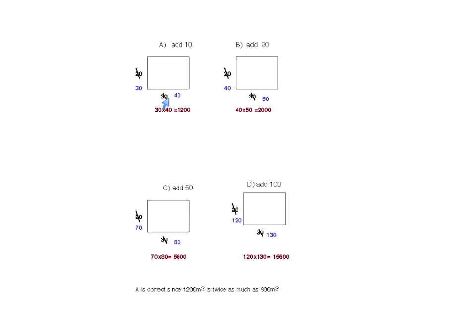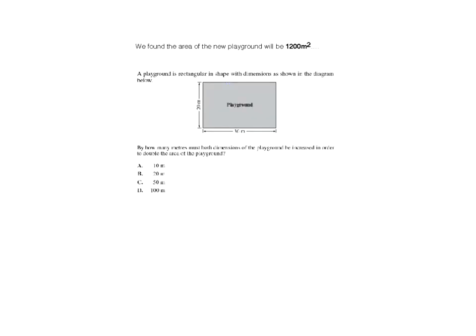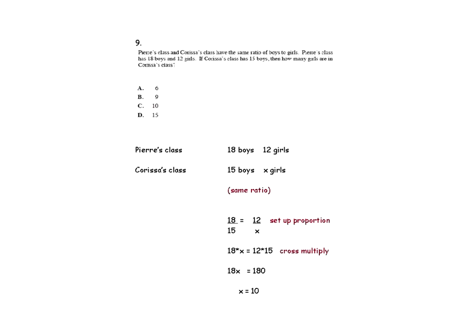If we increase both of these by 10, we add 10 to 20 and 10 to 30, we'll have a new playground measuring 30 by 40, which is 1,200, which again is twice as much as the original playground of 600, which was 20 times 30. Okay, so we found the right one.